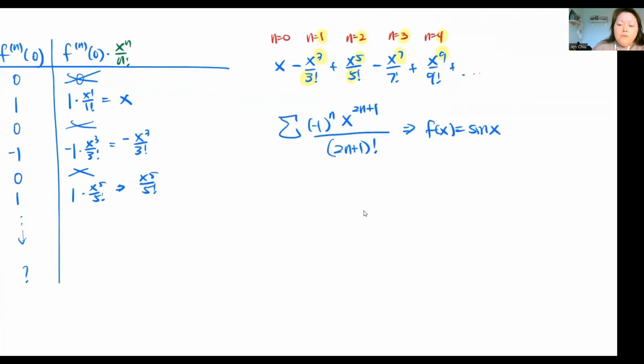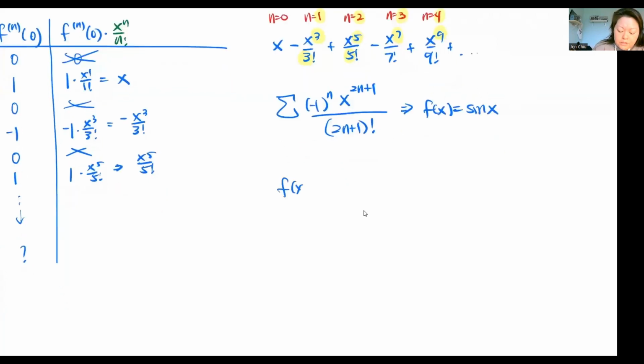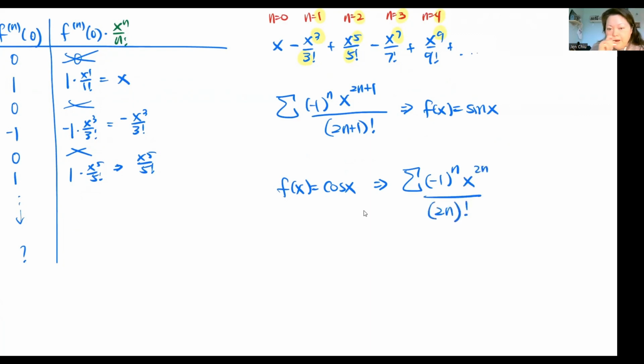All right, so if you have time, try this out yourself because you'll see if you're doing cosine of x, since sine of x are the odd powers, your cosine actually has very similar behavior. It's still alternating, still have an x over something factorial, but now it's just the even power. So it's x to the 2n over 2n factorial. Okay, all right, that's it for this one.